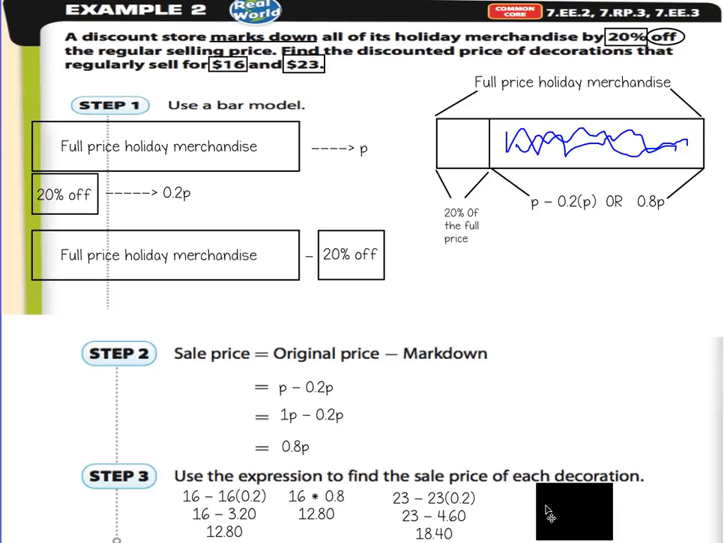All right, so here you have the $23 again. When you use it and take the 23 and find 20% of it, you find that that's $4.60. When you subtract that from 23, you get $18.40, and that's how much you pay. Or you realize you can take $23 and find 80% of it, which is again $18.40.